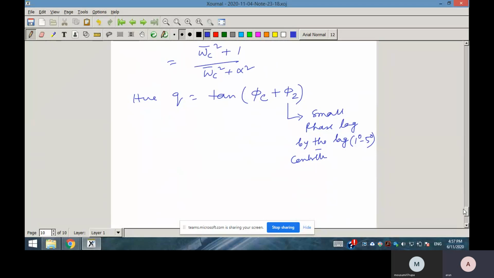Okay, so now Q is tan of phi C. So this is the phase lead to be provided by the lead part. Okay, this much I'll remove.